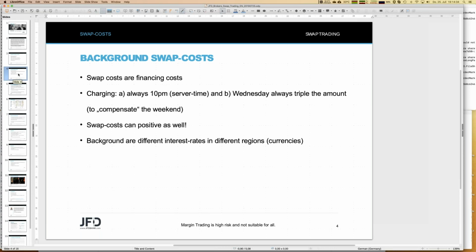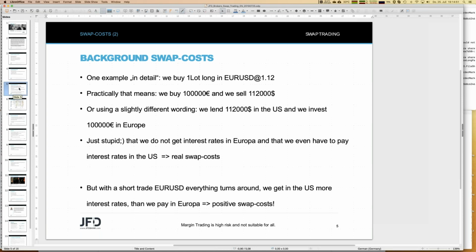The background of having positive swap profits is simply different interest rates in different regions. That's the normal standard answer you always get, but let me explain to you why it really happens. Don't take every wording here 100%, but it's only telling you the idea why it's possible to have positive swaps. And I just go through an example of a specific trade in detail.